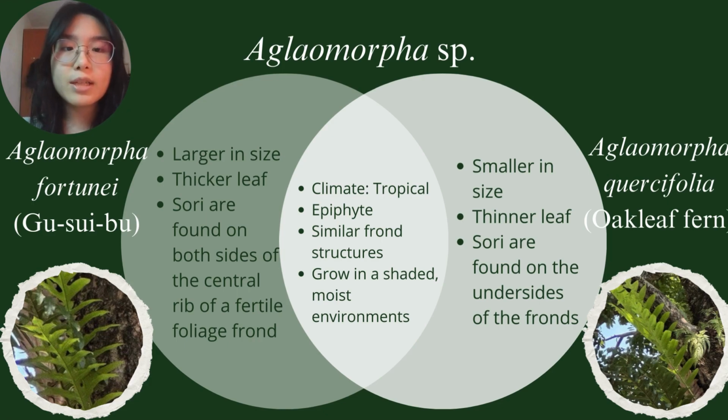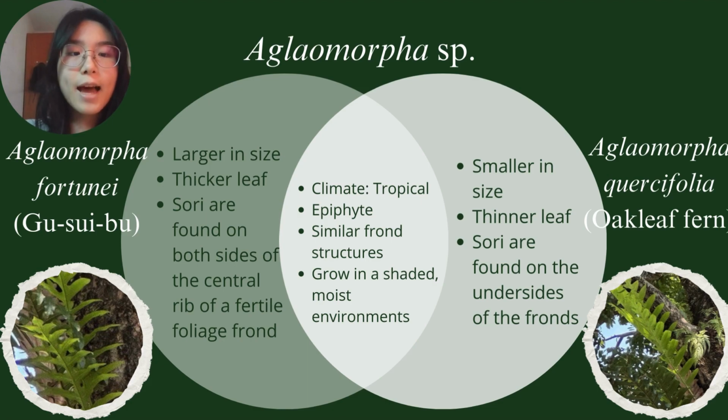Aglaomorpha fortunei, known as Gusuibu, is used in Chinese herbal medicine for its purported health benefits, and it has larger and thicker leaves, suggesting that it may be more adapted to capturing and storing moisture, possibly indicating a preference for slightly drier conditions within the tropical environment.